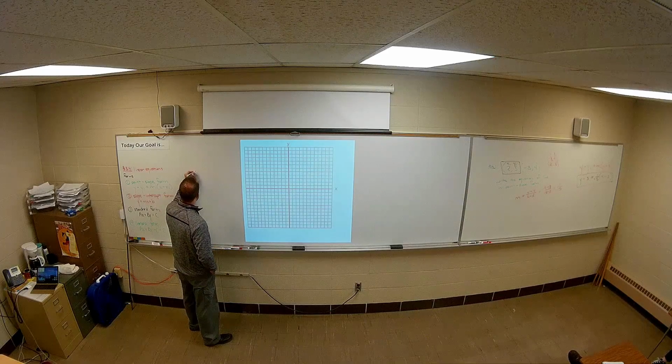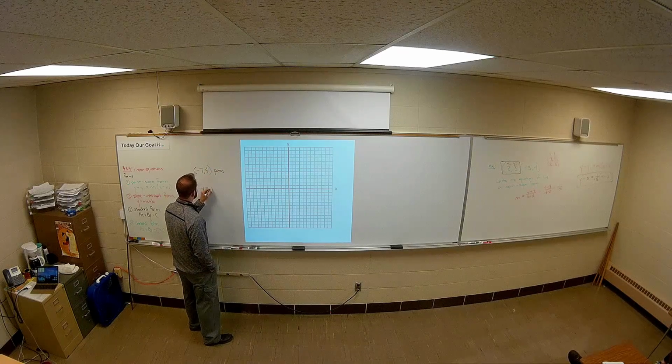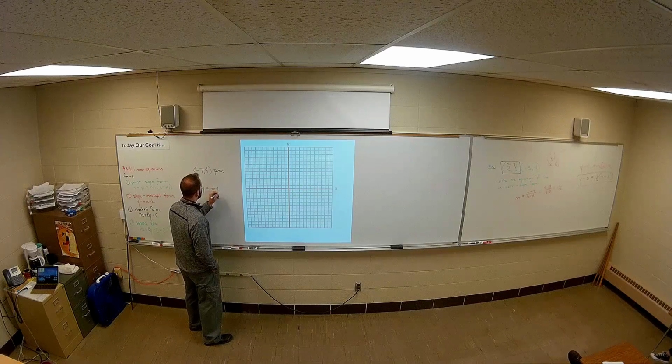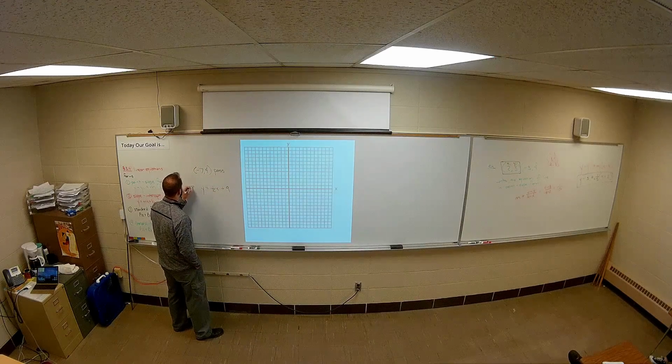Passes through -7, 4, perpendicular to y equals 1/2 x plus 9. All right, and we got to be perpendicular to that? Yeah. Okay.